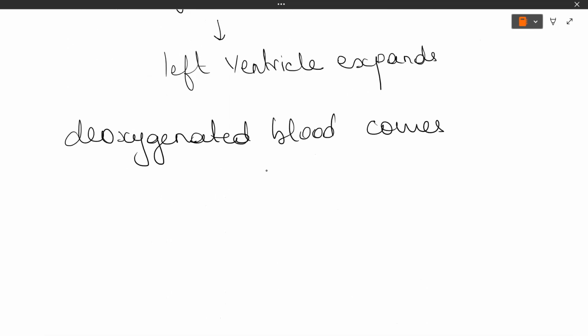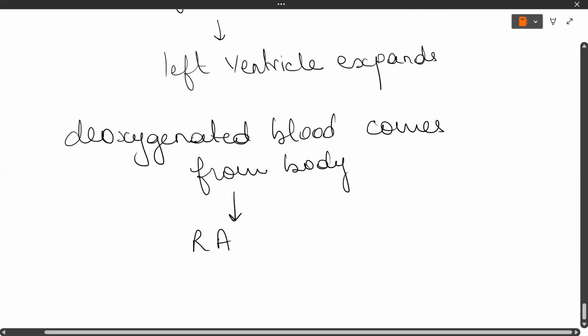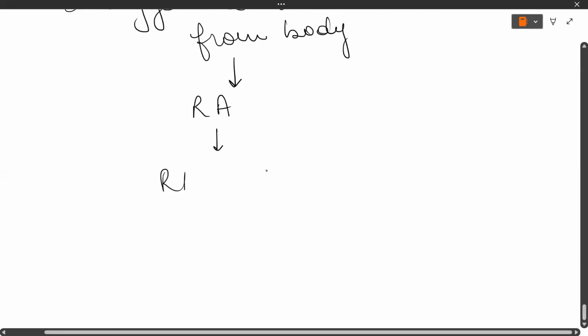It comes from the body. Yes, from the body. And where does it move to? It moves to the right atrium. Right atrium. Yes. From the right atrium, again the right atrium relaxes and the right ventricle expands.